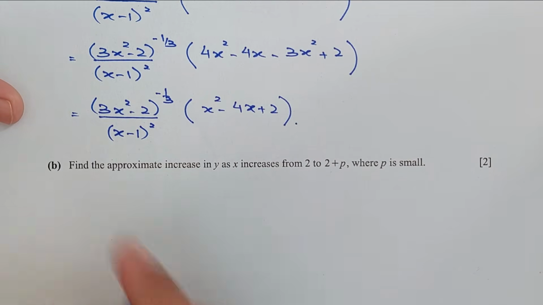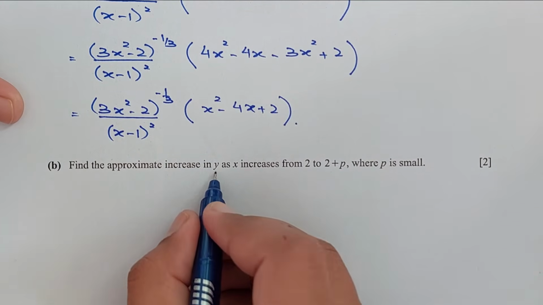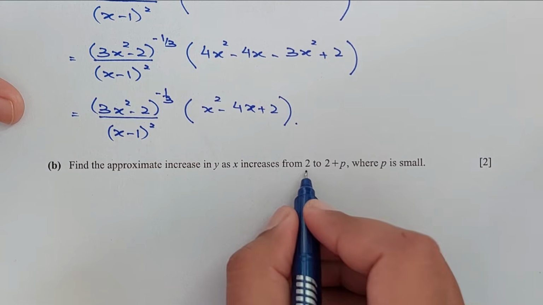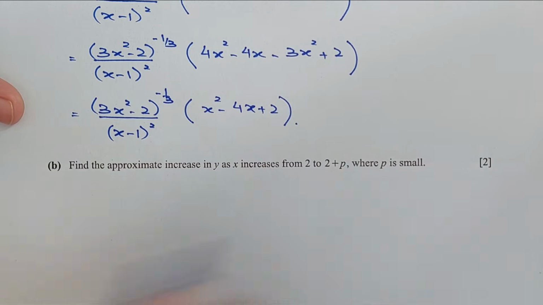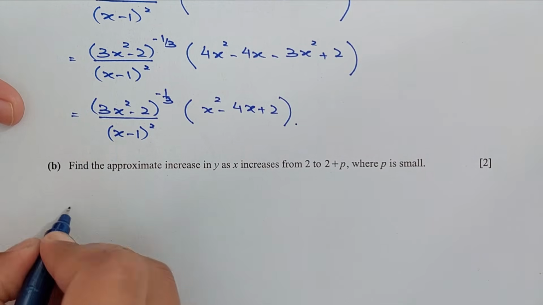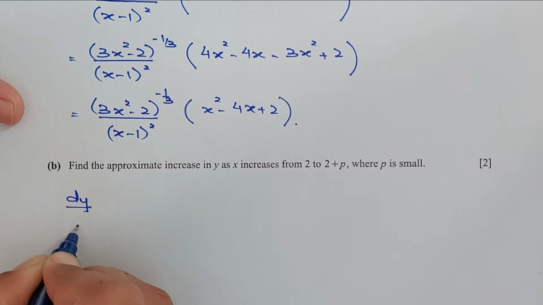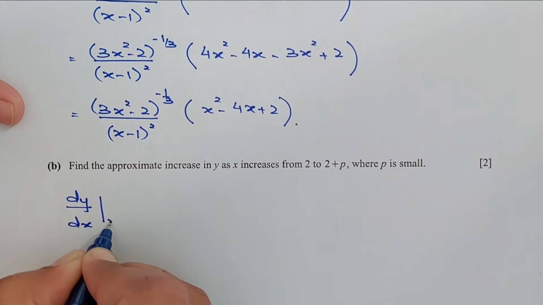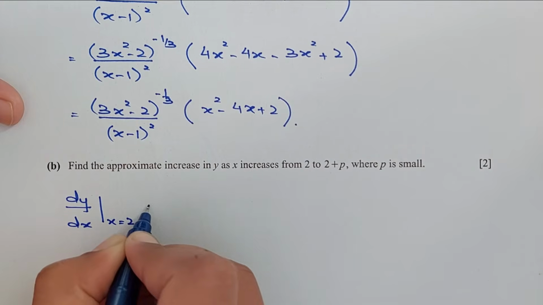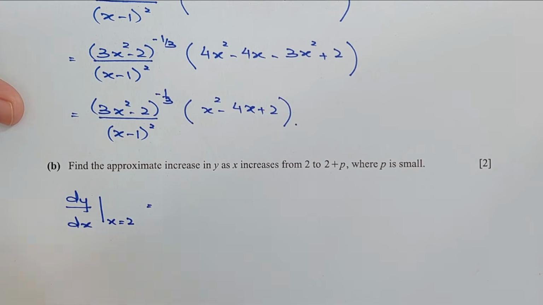Now for part B, find the approximate increase in y as x increases from 2 to 2 plus p, where p is small. So basically we have to find dy over dx at x is equal to 2 and times our answer by p, right? So when x is 2, what is the answer?